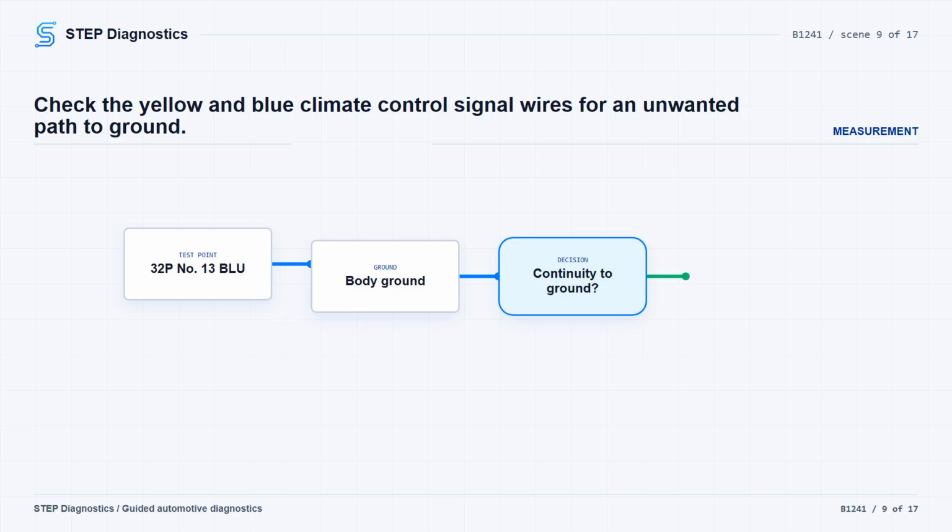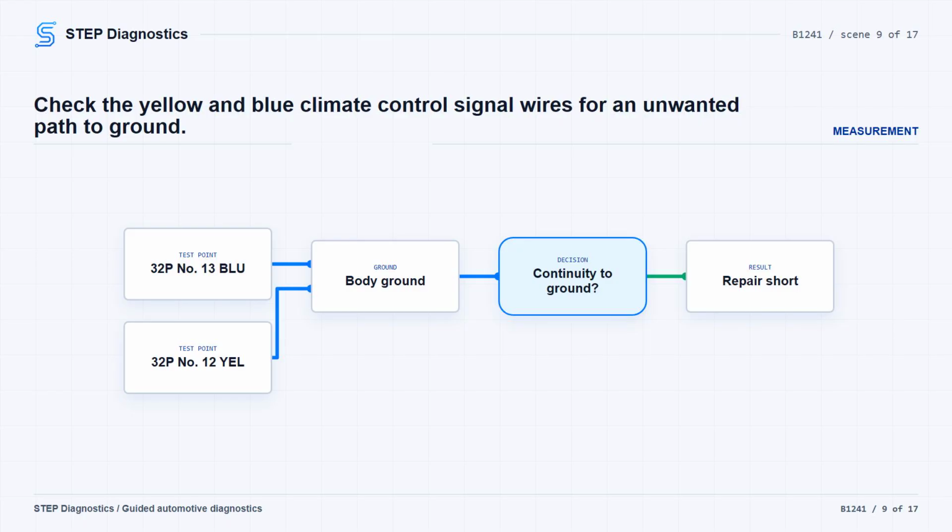With both the climate control unit 32P connector and the power transistor 4P connector disconnected, check the blower G and blower V circuits for continuity to body ground one at a time. Check climate control unit 32P connector no. 12, the yellow wire, to body ground and connector no. 13, the blue wire, to body ground.